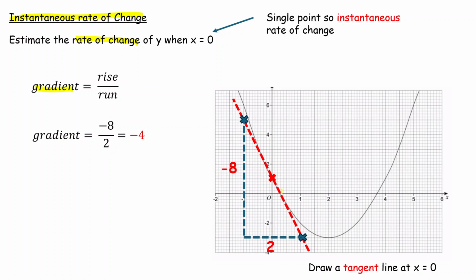So the gradient at that particular point using my tangent line is equal to -4. Okay, and that is my answer. And again, there's no context here. There's no units like speed and time or whatever. It's just -4. So it's quite important that when you draw on that tangent line, you get it as close as possible to the gradient of that line.